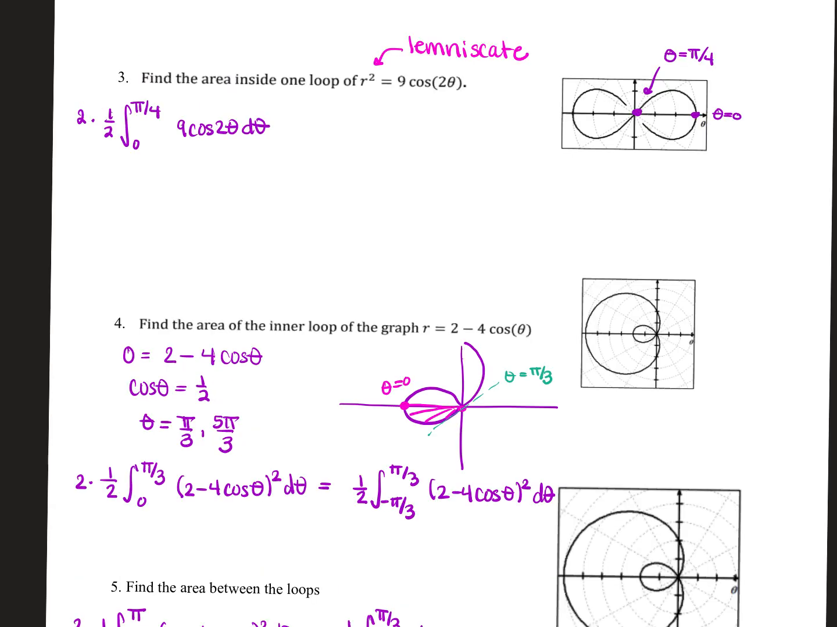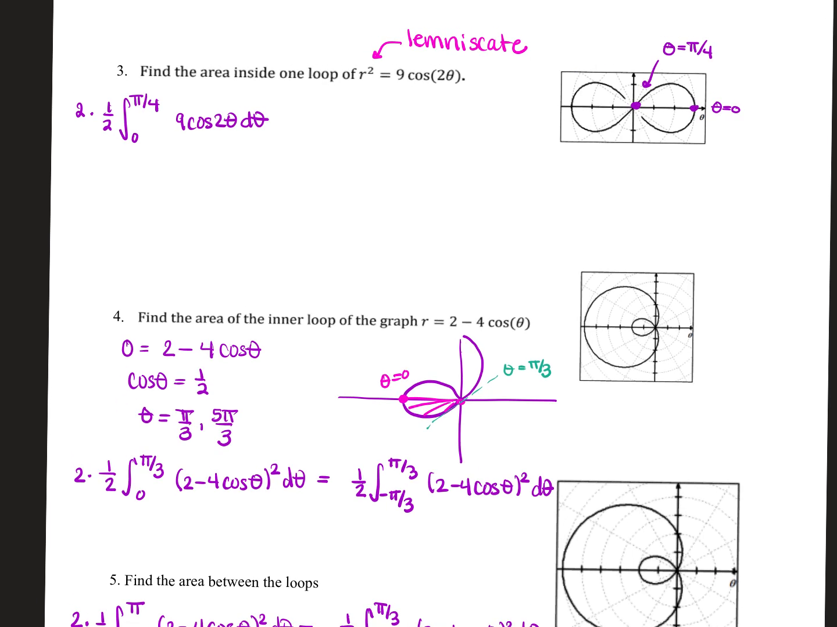Now, lemniscates are always 0 to pi over 4. That will always give you half of one loop, so 0 to pi over 4. But remember, lemniscates have r squared, so that's what you have right here. You do not have to square it again. But it only wanted to find the area of one loop, so using symmetry, we multiply it by 2. So here's where it is at 0, pi over 4, 2 pi over 4, 3 pi over 4, 4 pi over 4.